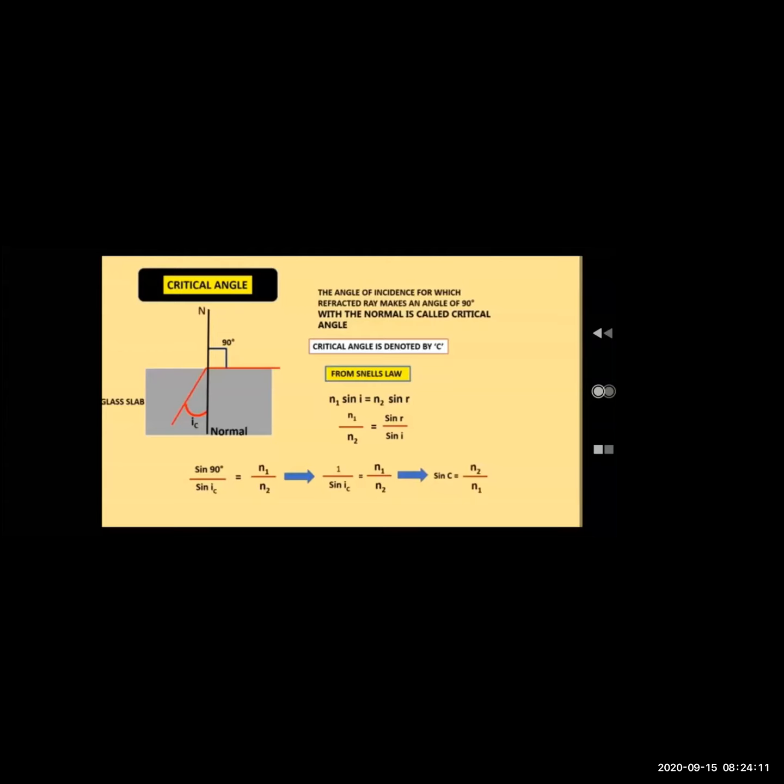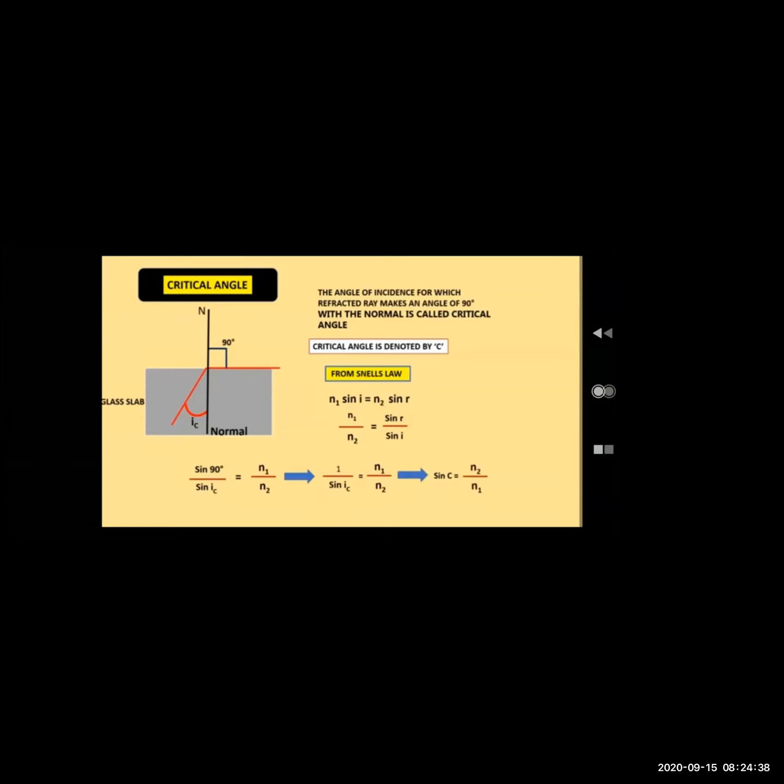Final formula, look at there. Sin C is equal to N2 by N1. Here N1 is the refractive index of the first medium. N2 is the refractive index of the second medium. C is nothing but the critical angle and sin is the trigonometric function. All this we studied in the previous class, my dear students.